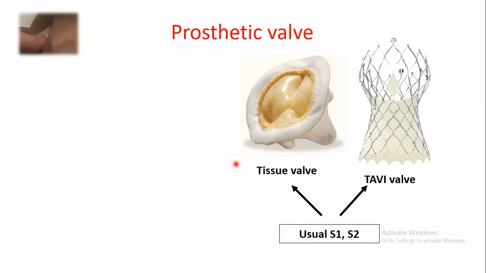Moving to the last part of our lecture, which is prosthetic valve. In a patient who underwent valve replacement, there are two main types of heart valve: tissue valve and mechanical valve. The tissue valve, either surgical or transcutaneous, which is TAVI valve, auscultation is as usual. First and second heart sounds are heard as normal.